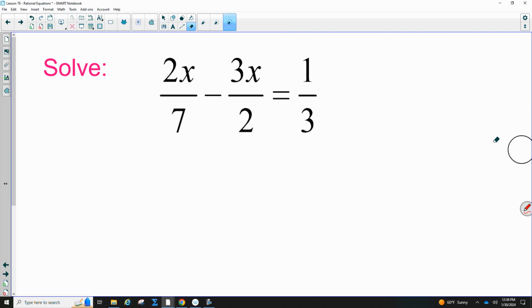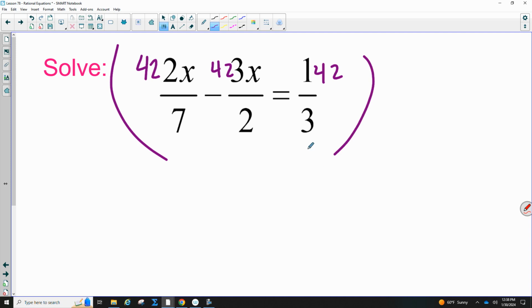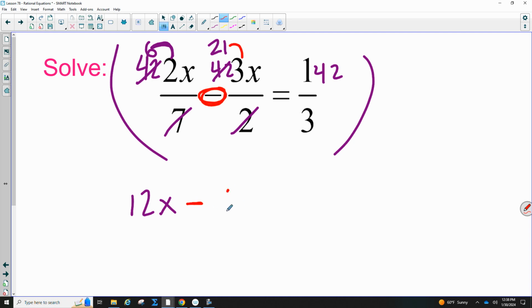All right, so what do 7, 2, and 3 go into? I agree, 42, all right? So we are going to multiply every term by 42. And I like to write it there, but you can also just do a big set of parentheses and show 42 that you're multiplying to the entire equation, okay? How many times does 7 go into 42? Okay, and then this multiplies right here. So 6 times 2x is 12x. How many times does 2 go into 42? 21. Then I have to multiply the 21 times the 3x, and don't lose this negative sign. So that would be 63x.